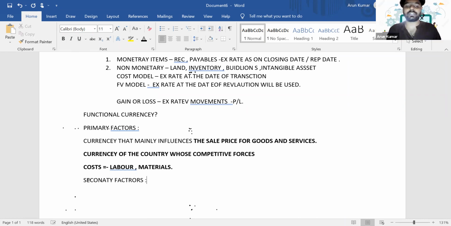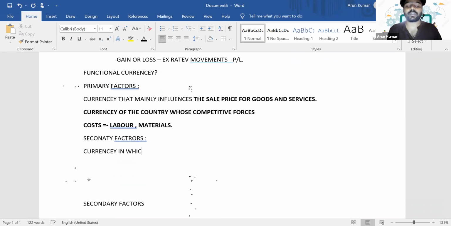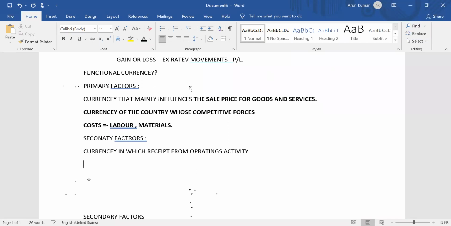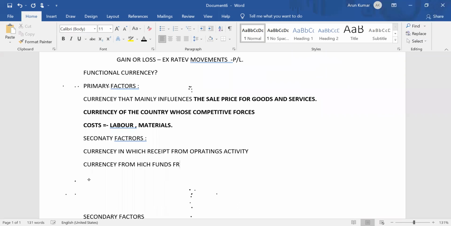So what are the secondary factors? The currency in which we receive the receipts of our operating activity, as well as the currency from which funds from financing activities are generated.